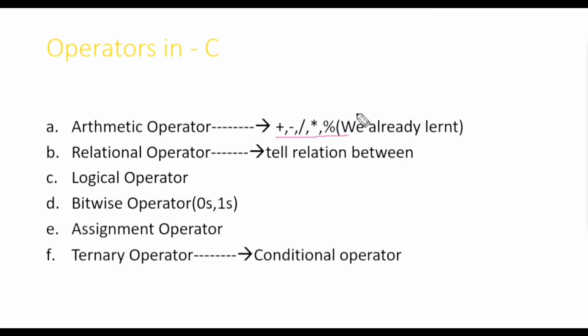Then the operators, not operation, operators. What types of operators are there? There are arithmetic operators, relational operators, logical operators, bitwise operators, assignment operators and the ternary operator. All these are the main operators. The arithmetic operators are plus, minus, slash and modulus, and relational operators tell what type of relation is there in between.